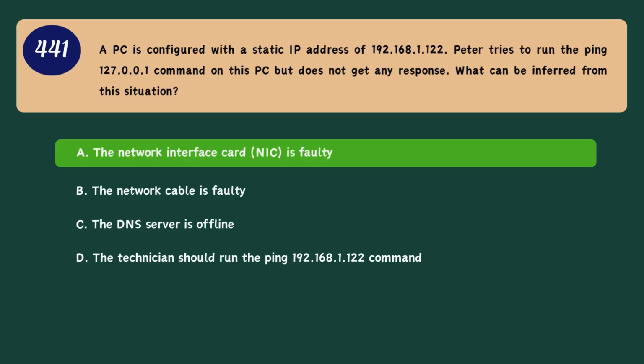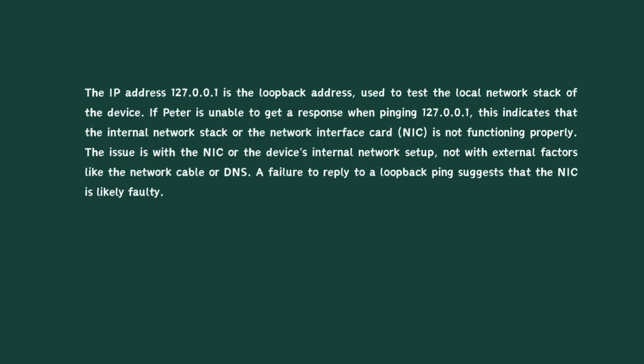Correct answer: A. The network interface card is faulty. The IP address 127.0.0.1 is the loopback address, used to test the local network stack of the device. If Peter is unable to get a response when pinging 127.0.0.1, this indicates that the internal network stack or the network interface card is not functioning properly. The issue is with the NIC or the device's internal network setup, not with external factors like the network cable or DNS. A failure to reply to a loopback ping suggests that the NIC is likely faulty.